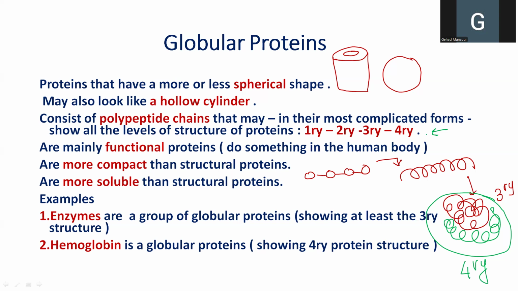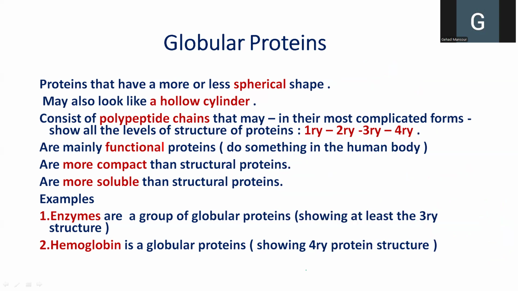And then if the globular protein is very complex, you might have an additional different polypeptide chain that folds with the first one to form the quaternary structure. The globular proteins are essentially functional proteins. They carry out particular functions in the human body. They are usually more compact than the structural proteins, and because they are globular, they are smaller, more condensed, and therefore more soluble. So they are functional, they are compact, they are soluble.